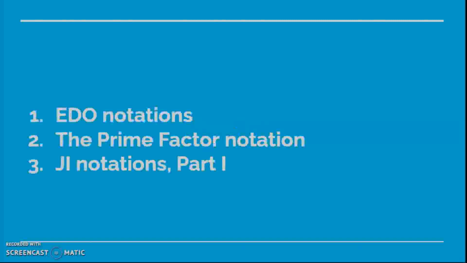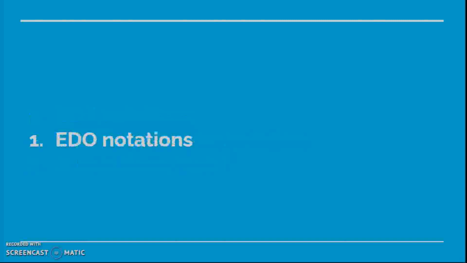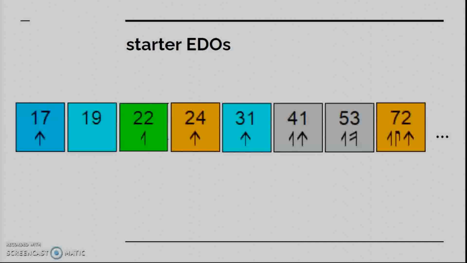In this section we will identify 3 different Sagittal notations: EDO, prime factor, and JI. By the end of this section, we will completely understand how to use the first 2. As for the JI notations, we'll delve deeper into those in the following section. So let's first look at EDO notations.